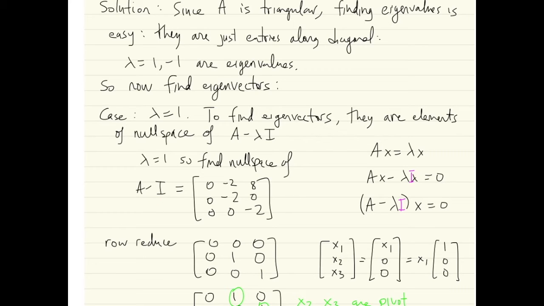matrix. Why? Because here again was the definition of eigenvector. So vector x, so that A times x is equal to lambda x. Move the x over to the other side and factor out an x. And so we have A minus lambda times I times x is equal to 0. And this is what it means for x to be in the null space of this matrix. That means when you multiply the matrix by x, you get 0. Okay, so to find the null space of a matrix, we row reduce.